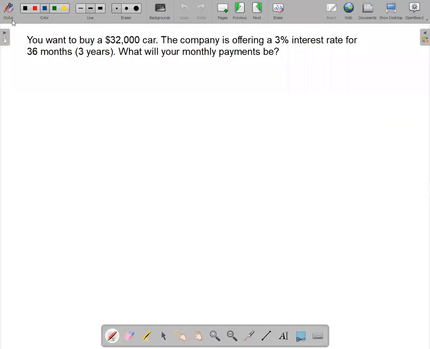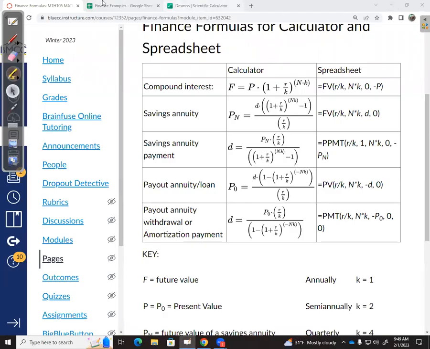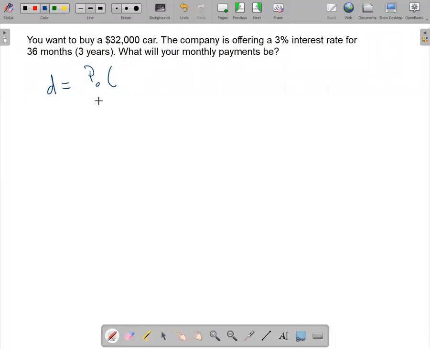So first I'm going to write down the formula and then what I know. So I want to calculate my payment D, knowing the initial amount. So that's going to be the R over K divided by 1 minus parentheses 1 plus. Hopefully you're starting to get used to this. Since this is a loan, it's a negative power, right? Kn, close, close. I know that my initial amount, P0, is 32,000.